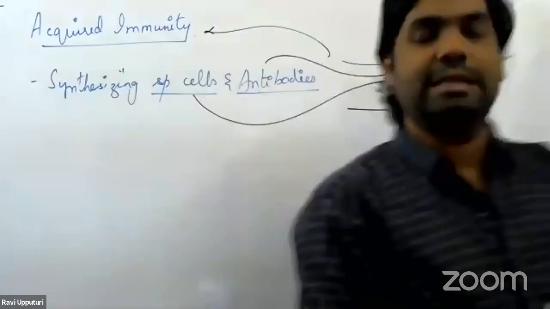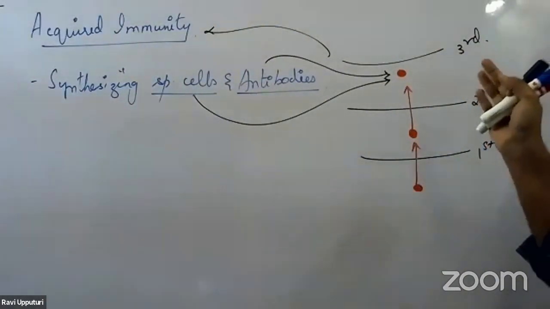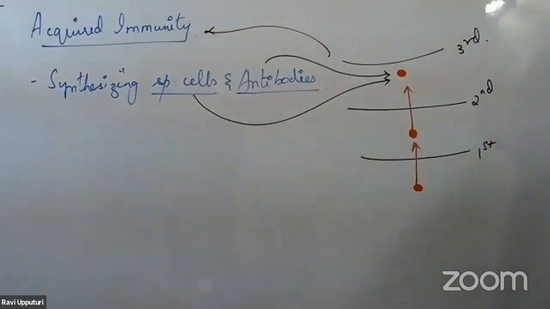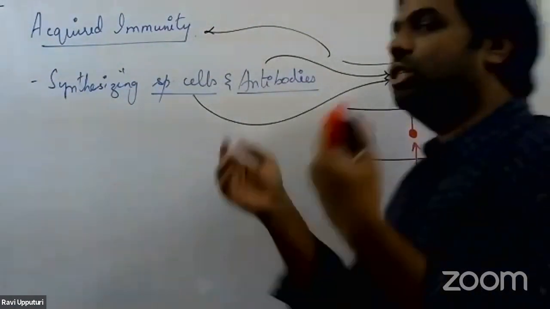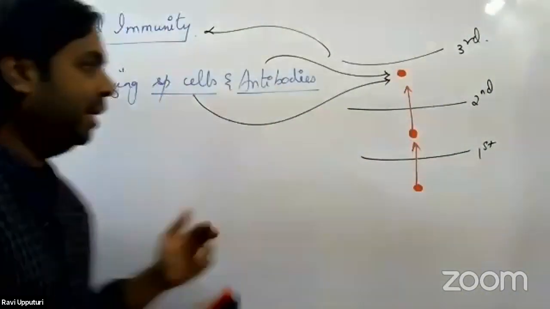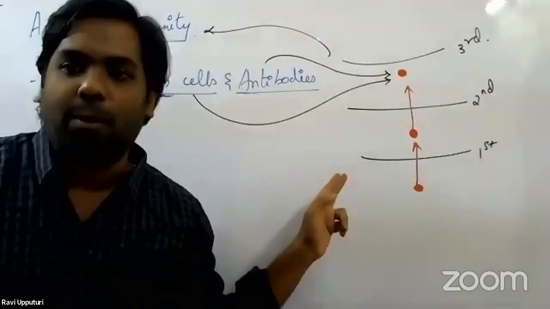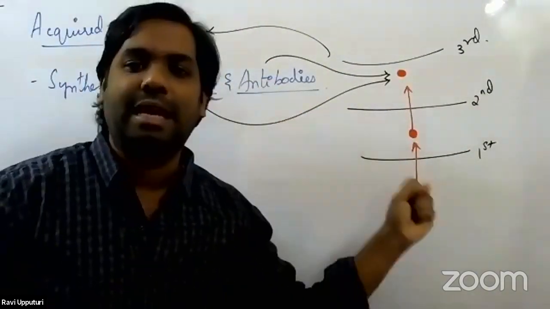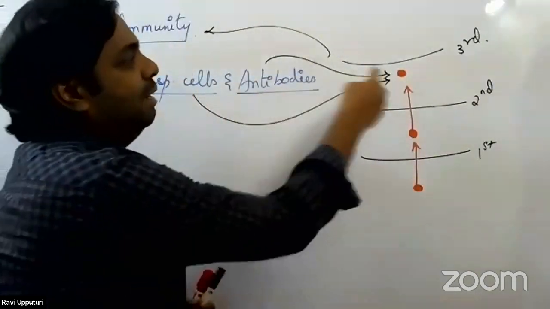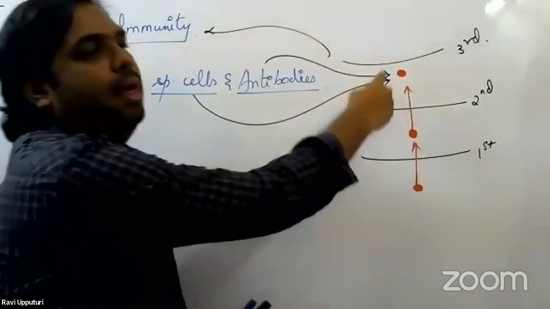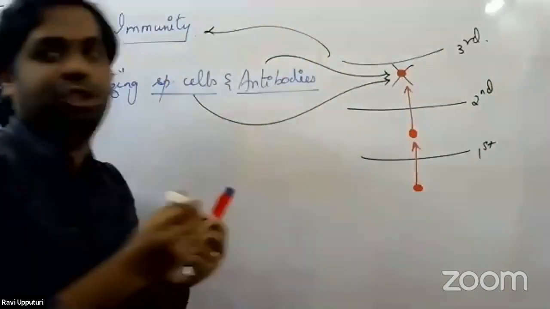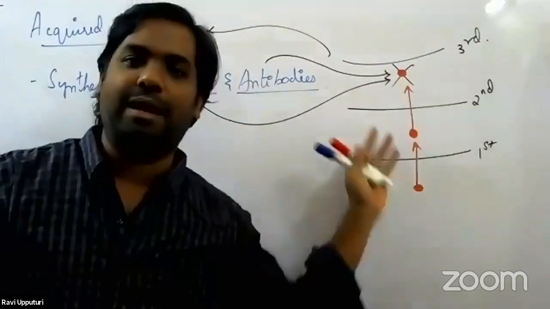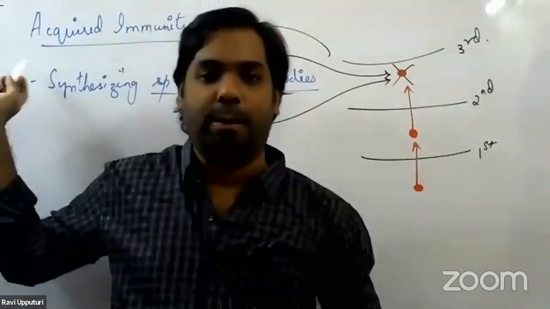Right, so what exactly is happening here? When the pathogen is able to pass through the first and the second line of defense, the third line of defense starts operating. How does it operate? It would start synthesizing certain specialized cells as well as antibodies. Now these specialized cells and antibodies will start targeting this particular pathogen. In the majority of cases, they would bring about the complete destruction of the pathogen inside our body. That's how the acquired immunity acts.